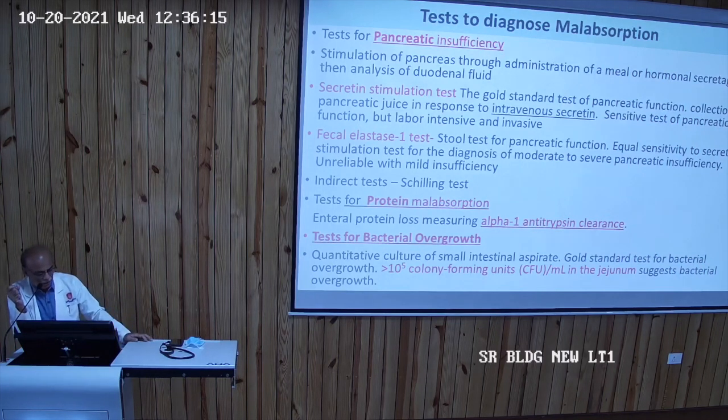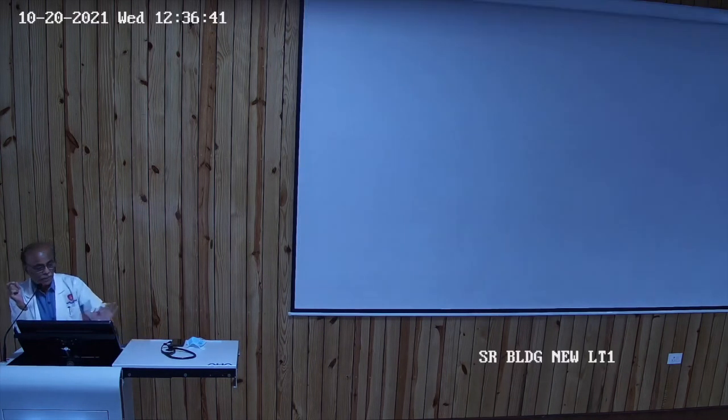Similarly, for protein malabsorption, look for alpha-1 antitrypsin clearance. If it is present, that means protein has not been absorbed. Protein has not been digested well, and it is going to stool, because this is usually not present in stool. And similarly, for the test for bacterial overgrowth, if there is 10 to the power 5 CFU in the jejunal fluid, that means there is bacterial overgrowth.